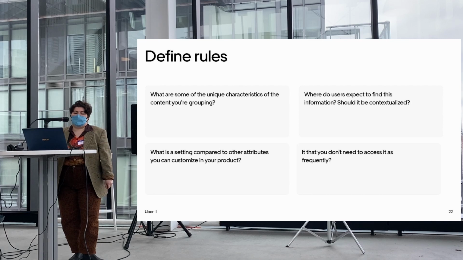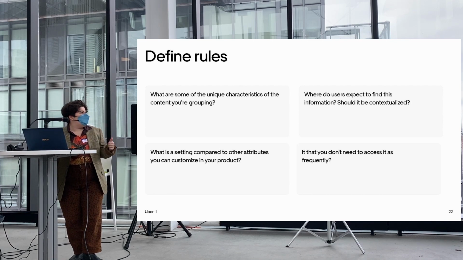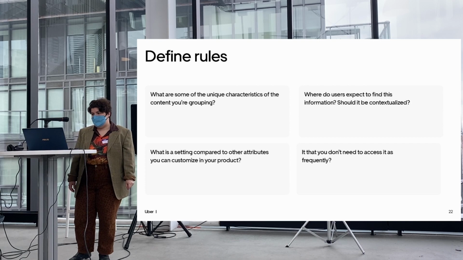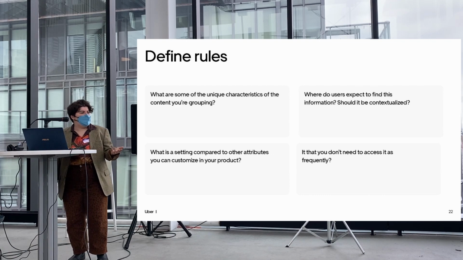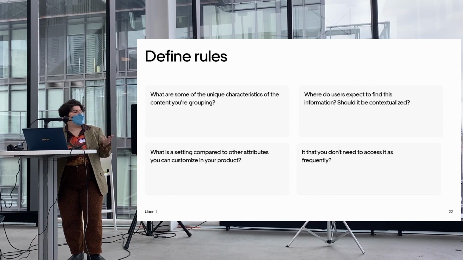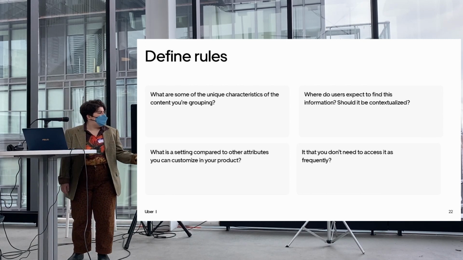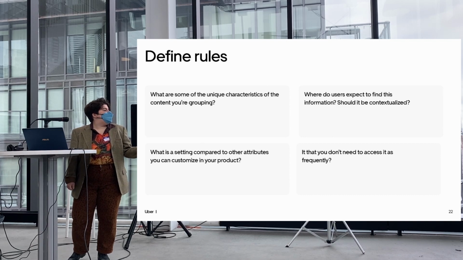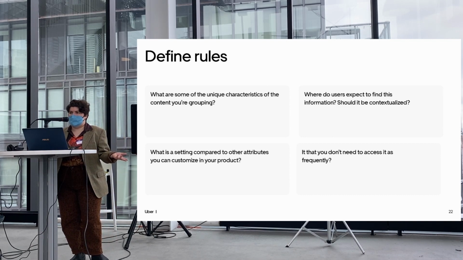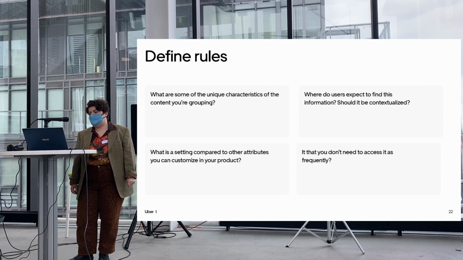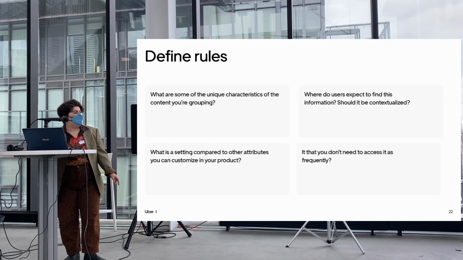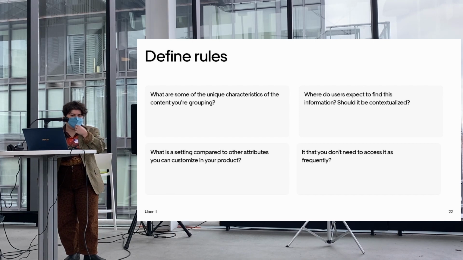And then define some rules. Even in the settings sections, what are the unique characteristics of the content you're bringing? Where do users expect to find this information? Is there potential to contextualize it? Can you make that setting closer to the attribute that you're setting it for? And if it is a setting, what makes it a setting compared to other attributes that you can customize in your product? And how frequently do you need to access it? Usually you want to put things in the lower levels of navigation if you don't need to access them frequently.